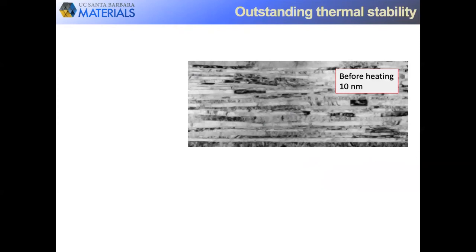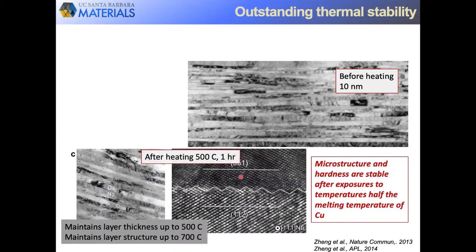So we exposed these rolled nanolayered materials to temperatures that were far above the room temperature that was used in the rolling process. These elevated temperature tests range anywhere from 100 degrees C to 700 degrees C. We exposed them to each temperature for 1 hour, and then we tested its hardness. And we also analyzed its nanostructure afterwards. And we find that up to 500 degrees C, this nanostructure is maintained. It maintains this layer thickness, in this case, 10 nanometers, even after 500 degrees C exposure for 1 hour.